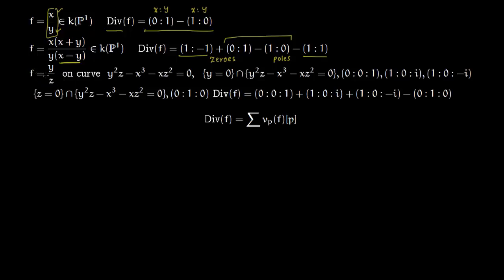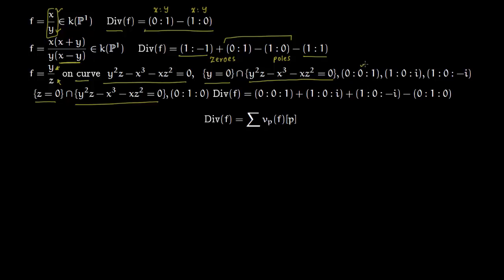So another function, now we have y by z, but this is on a curve now. So the curve is y squared z minus x cubed minus x z squared equals 0. So if you're going to find it on the curve, for the zeros you have to look at the numerator, and for the poles you have to look at the denominator. For zeros you have y is 0 and you have to see it on this curve. This is 0. For the poles you have to see when z is 0 and then you have this curve is 0. So y is 0, then you have to find the common solution of these two.